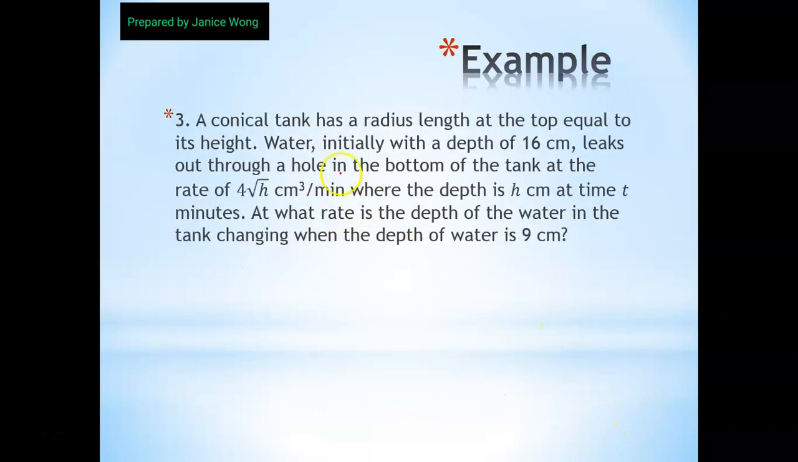Number 3. A conical tank, again a cone shape, has its radius at the top equal to its height. So we put it down, r equals h. This is the conical tank. Water initially has a depth of 16 cm. Initial depth is 16 cm. It leaks through a hole in the bottom of the tank at the rate of 4h cm cubed per minute.